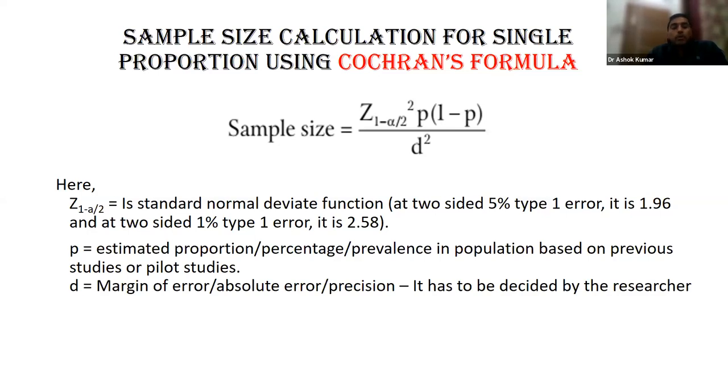Then D, what is D? D is called margin of error, absolute error or precision. I will give a demo on this, what is D. It has to be decided by the researcher. So we have to decide for this. Okay. So this is the Cochran formula. It is called the Cochran formula for sample size calculation for a single group proportion or percentage or prevalence.